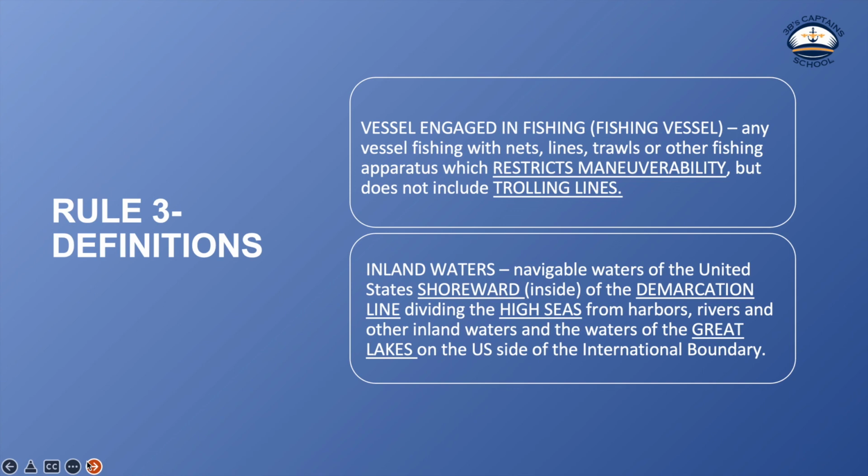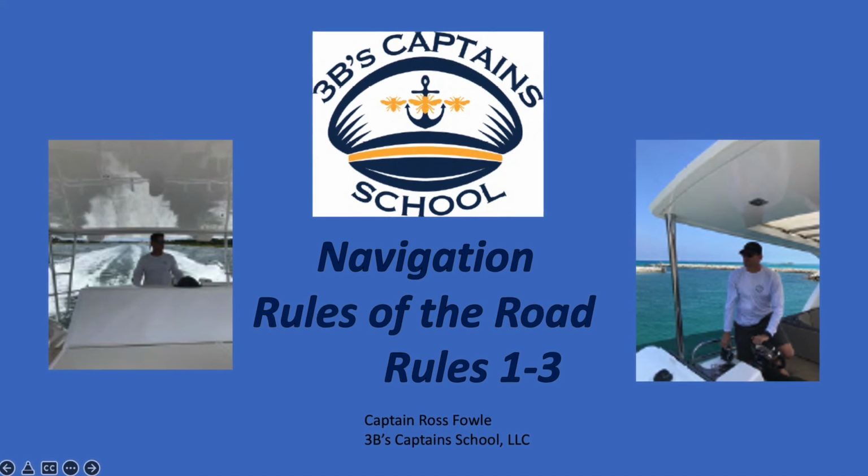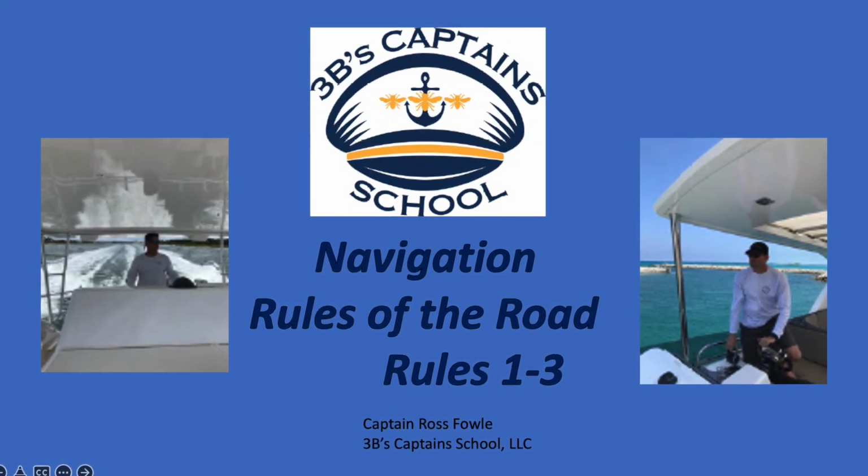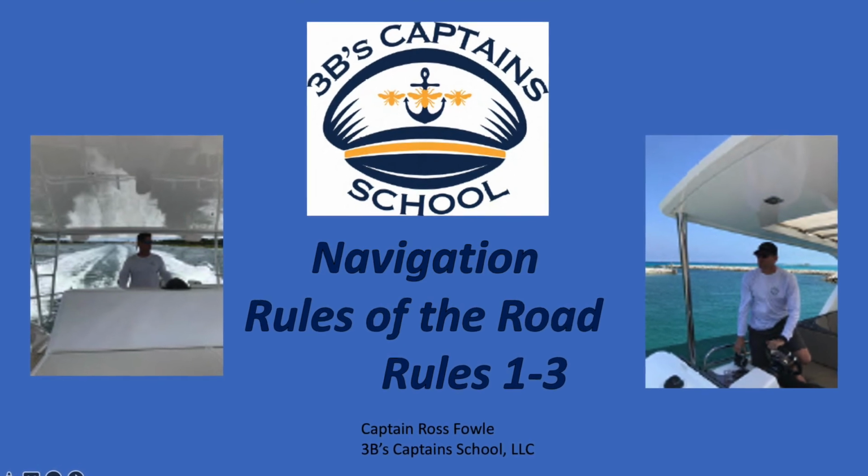And then finally, inland waters. These are navigable waters of the United States shoreward or inside of the demarcation line, which is a line that is on your chart and is defined in that Coast Guard Rules and Regulations Handbook, that divides the high seas from harbors, rivers, and other inland waters and waters of the Great Lakes on the U.S. side of the international boundary. Check our video on lines of demarcation for a further explanation of the difference between inland and international waters.